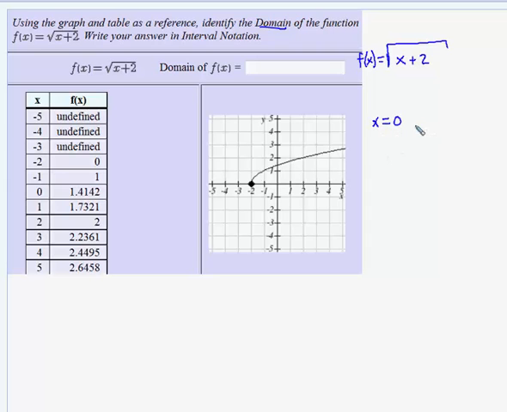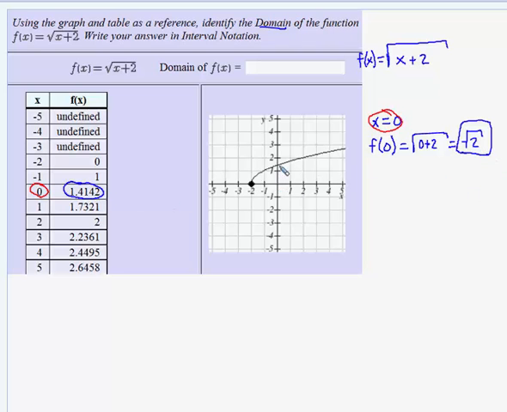At x equals 0, we would have that f of 0 is equal to the square root of 0 plus 2, which simplifies to be the square root of 2. This is an example of an x value that's in the domain of the function because my output, square root of 2, can be calculated in what's called the real number system. The square root of 2, if you were to type it in your calculator, you would get about 1.4142. Because the output at x equals 0 comes out to be the square root of 2, this is why you see 1.4142 in the table of values. That's a rounded version of the square root of 2.